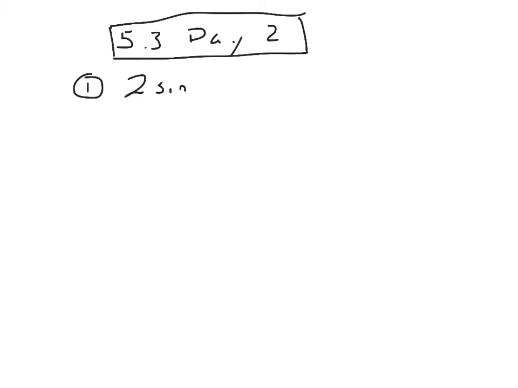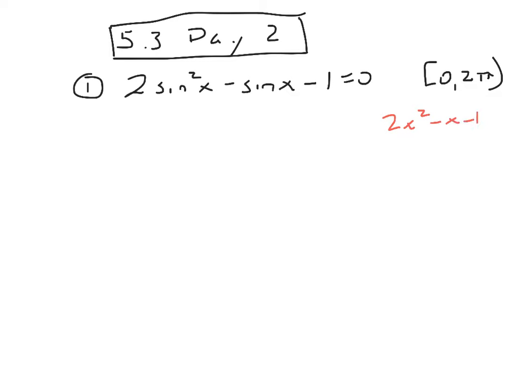2 sine squared x minus sine x minus 1 equals 0. And we're going to solve this again over that interval of 0 to 2 pi. Now, what I want you to notice is this sure looks an awful lot like 2x squared minus x minus 1 equals 0 from Algebra 1. And we know how to solve something like that. We would solve it with the Ma method or guess and check.